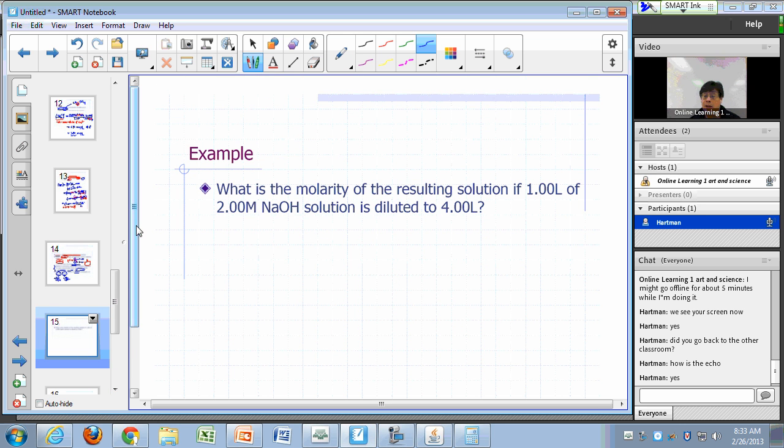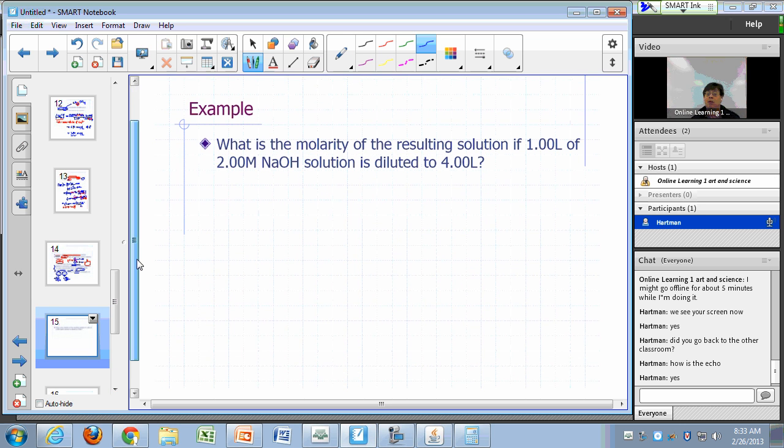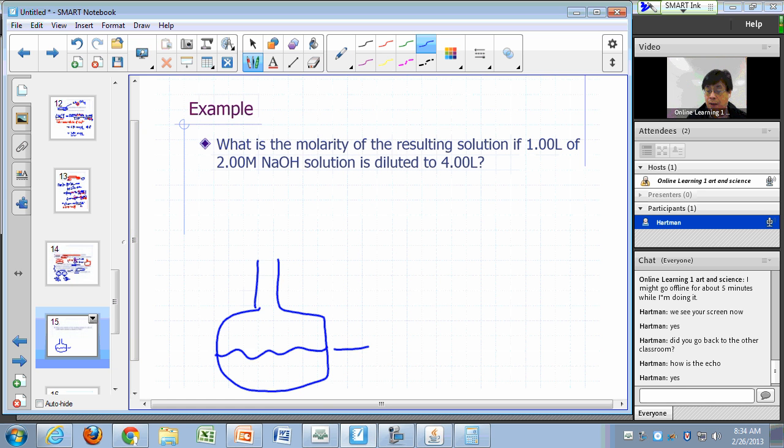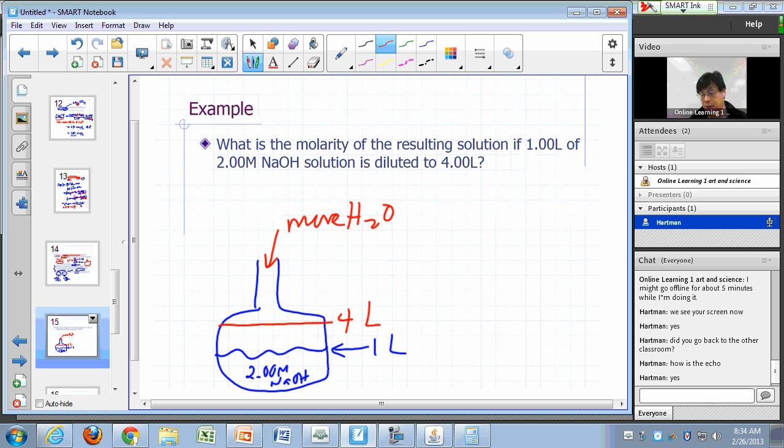So what's the molarity of the resulting solution if 1 liter of 2 molar sodium hydroxide is diluted to 4 liters? Let's look at this example. So the idea here is you have a liter of solution. So you put 1 liter there. 1 liter of 2.00 molar sodium hydroxide. And then you add enough more water so that you bring up your total volume to 4 liters. Okay? This is not drawn to scale, but you get the picture.